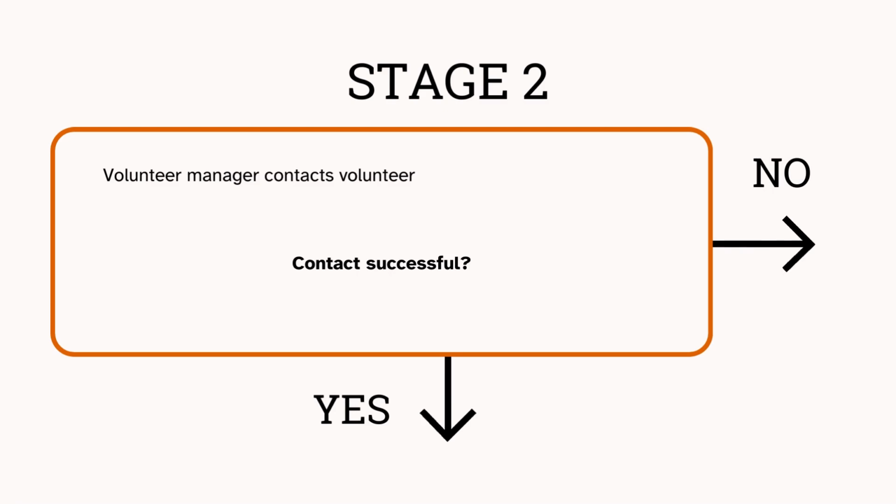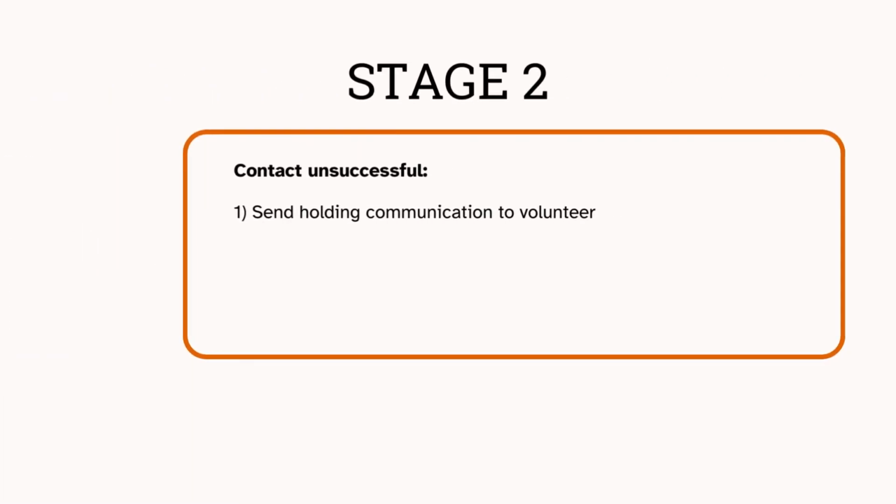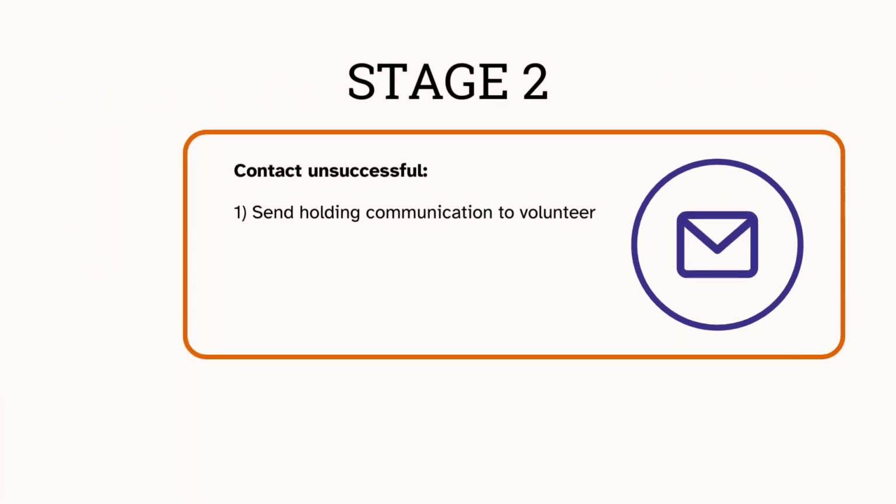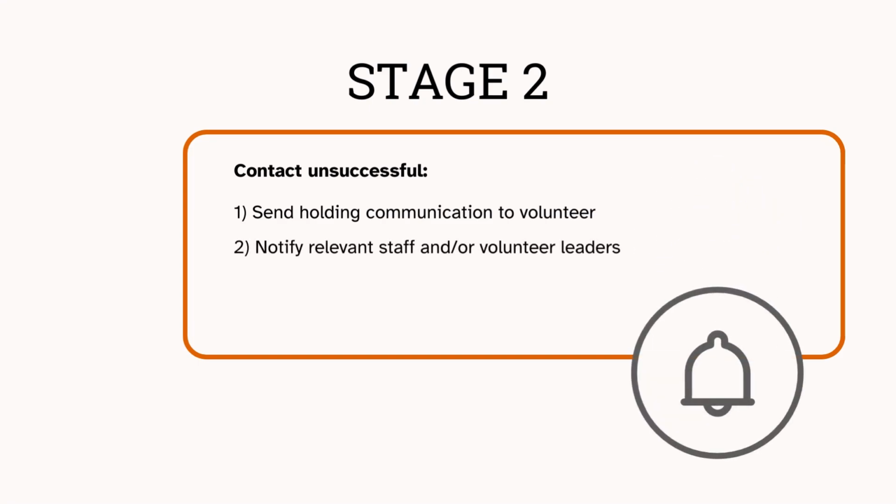If your attempt at contacting the volunteer is unsuccessful, send a holding email or other written communication to let them know that you tried to get in touch. Ask them to contact you instead, and remind them that they shouldn't attend a volunteering session in the meantime. If it's possible that the volunteer could go along to a volunteering session anyway, before contacting the volunteer manager, make sure to let all the relevant people know.